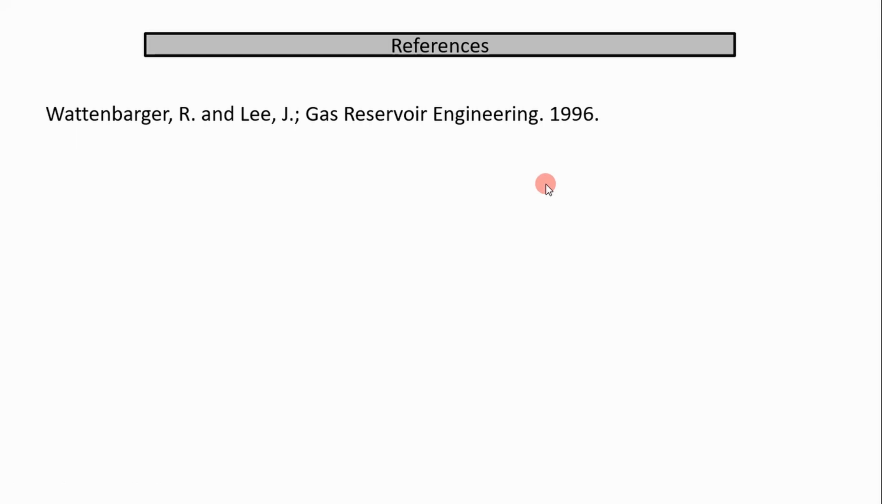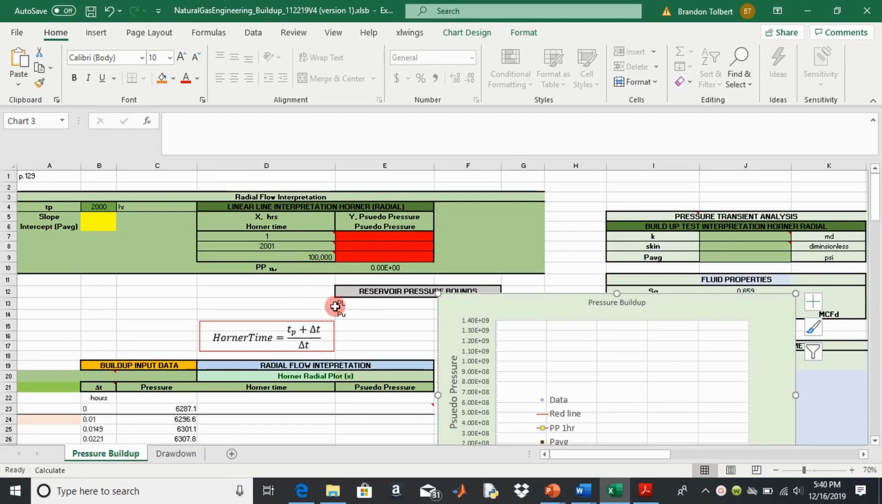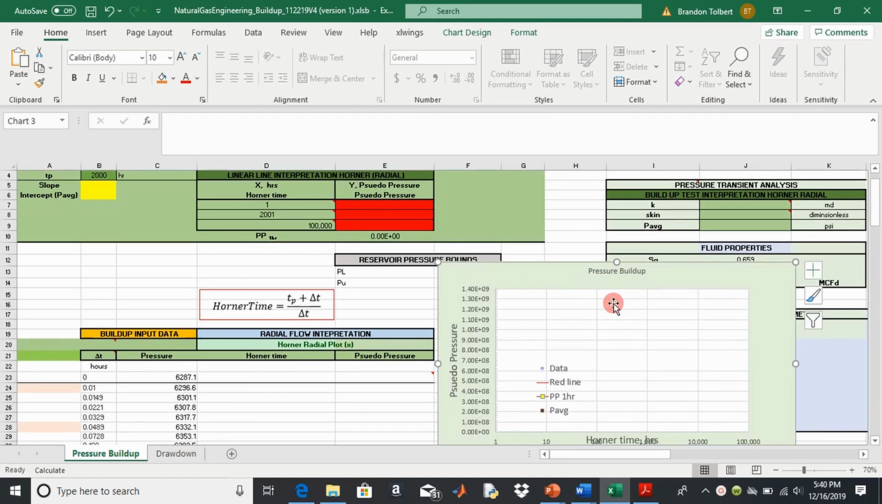So if you don't understand what I talked about, don't worry about it. We're going to go through the application in Excel. So let's get started. So here's our spreadsheet. So what I've done is the first thing you're going to need to do to run a pressure buildup analysis is to pull in your data.